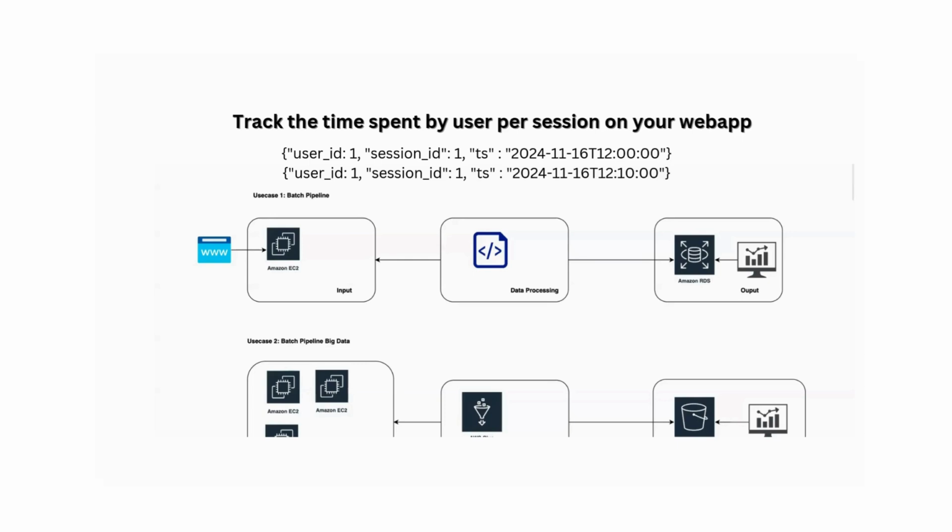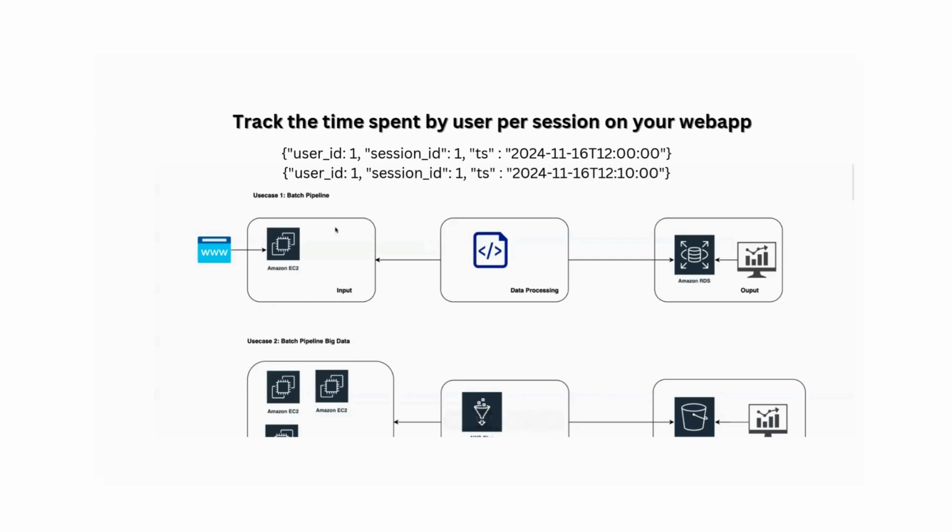And also I've put a sample log format here. Assume you'll get the user ID, session ID, and the timestamp whenever a user logs in, and another log event whenever the user logs out. And your job is to basically find the difference between these two timestamps so that you can get the time spent by the user in that session. So that's the use case.